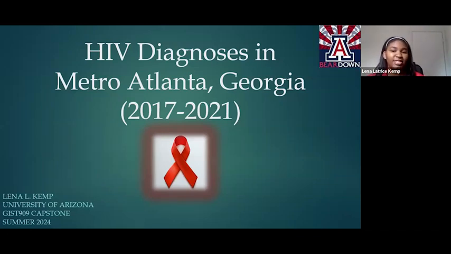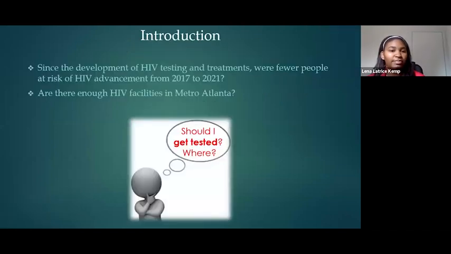from 2017 to 2021. So the questions we'll answer are: since the development of HIV testing and treatments, were fewer people at risk of HIV advancement? And are there enough HIV facilities in Metro Atlanta?